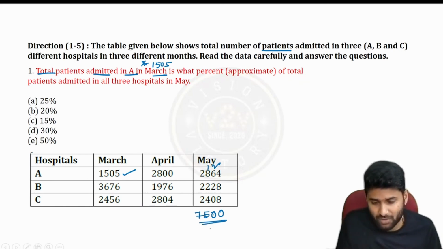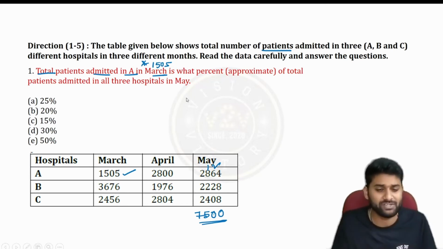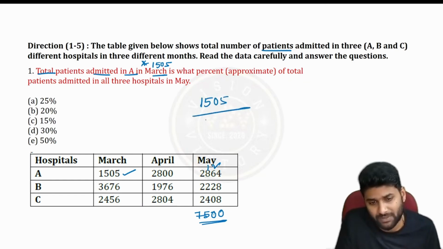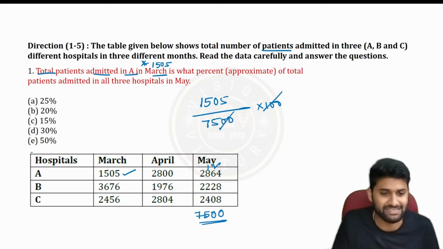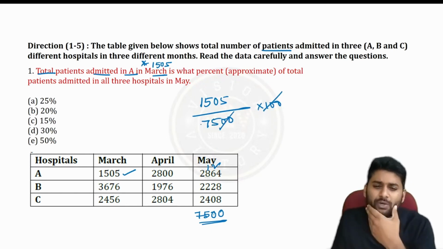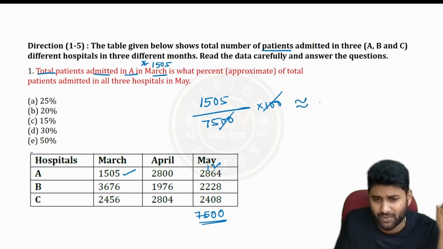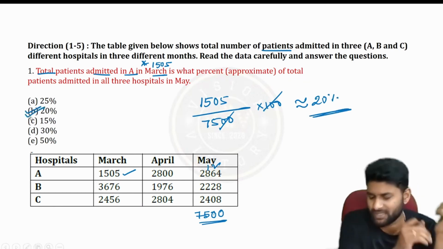So the total value is equal to 7,500. Now you should understand this question. 1505 is what percentage of 7,500? To define it in terms of percentage, you should multiply it by 100. So cancel these two values, guys. You already know that 75 twos are 150, right? So the approximate value is exactly equal to 20%. Why? Because they clearly mentioned to just identify the approximate value. So the approximate value is 20%.